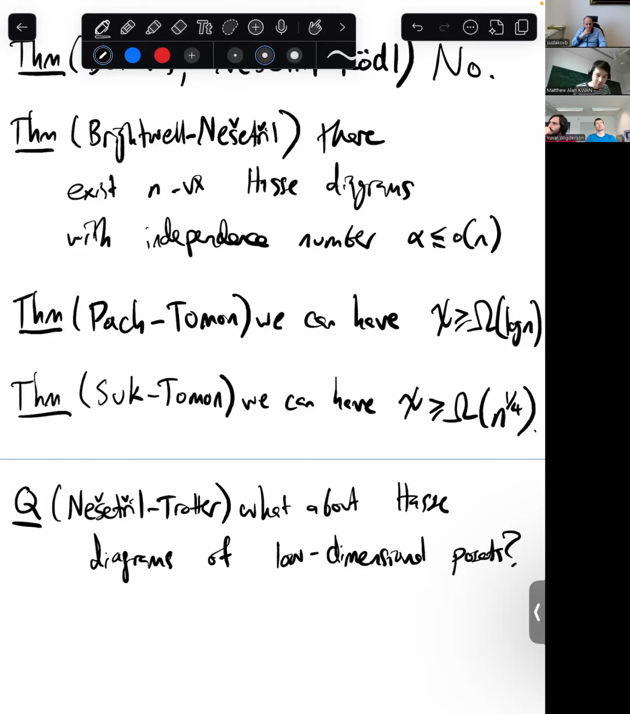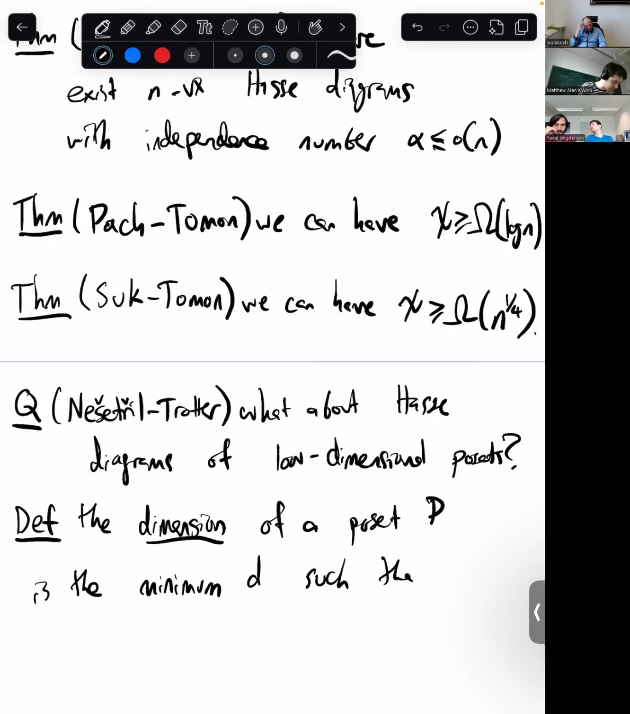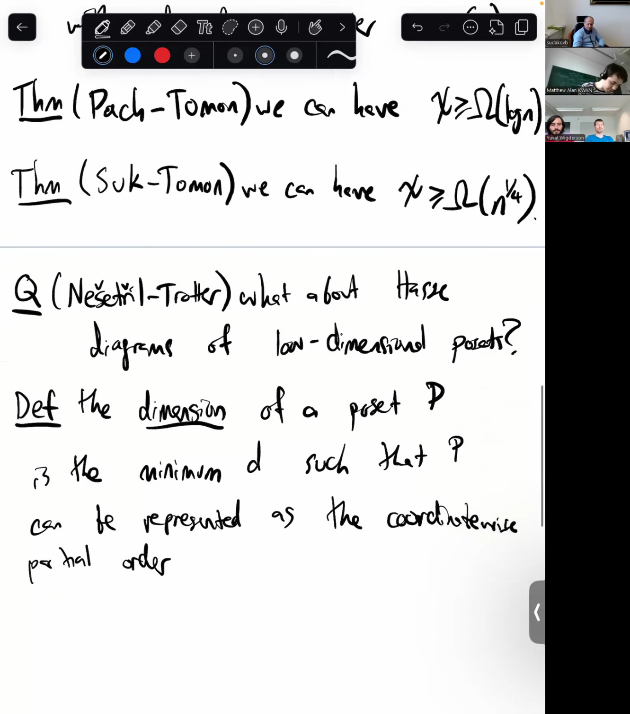And just to briefly remind you what the dimension of a poset is: so far we've seen two-dimensional posets because they can be embedded in the plane, and the dimension is just the smallest dimension of space you can embed them in. So the dimension of a poset P is the minimum D such that P can be represented as the coordinate-wise partial order for some point set in R to the D. So if you can realize it geometrically in D-dimensional space. Equivalently, this is the same as saying that it can be viewed as an intersection of D linear orders.